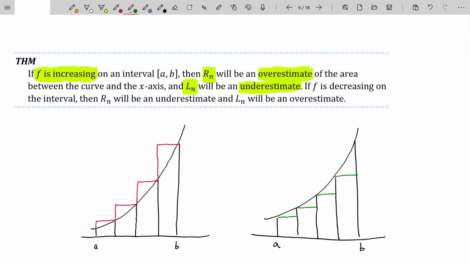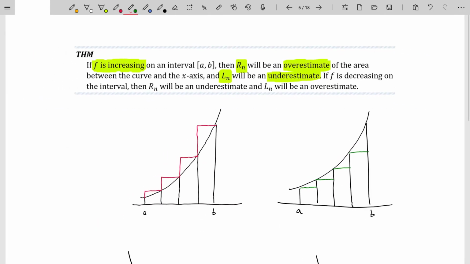All right. So in the next video, we're going to start going into actually talking about a hugely important topic in all of Calc 2, which is called a Riemann sum.